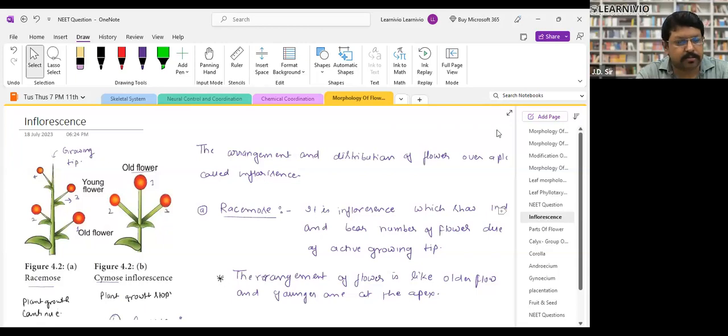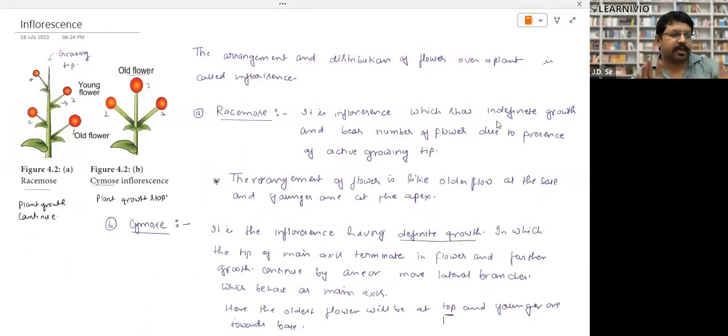Inflorescence. Multiple times questions came from inflorescence, from racemose and cymose. The arrangement and distribution of flowers on a plant is called inflorescence. Inflorescence may be of two types, racemose and cymose. Clear?